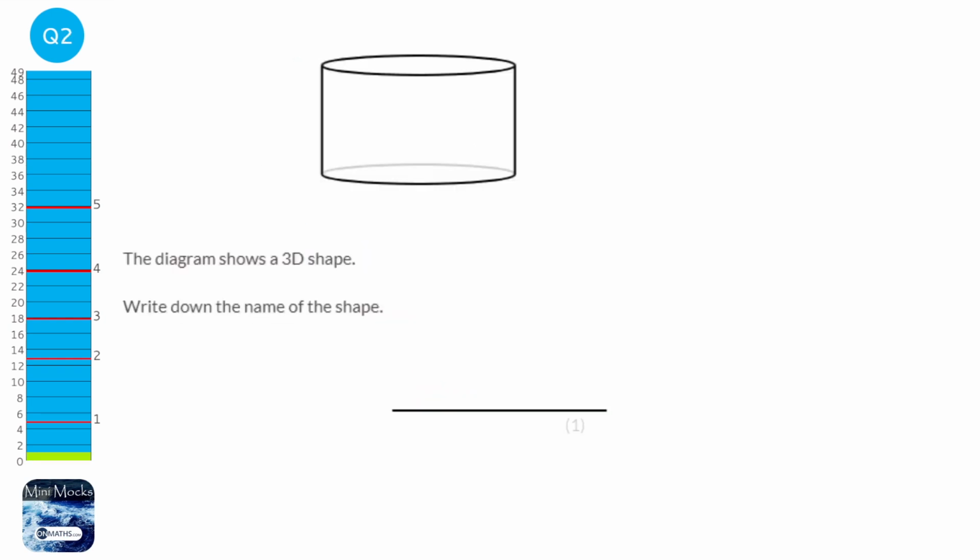With this question, you just need to know the names of 3D shapes. This one is called a cylinder.